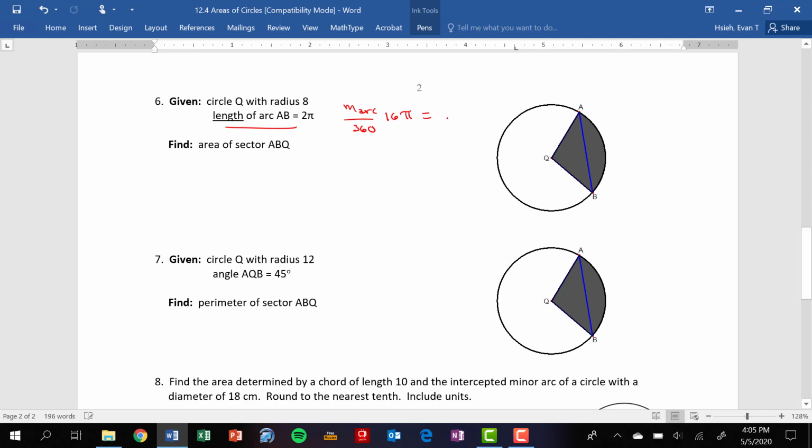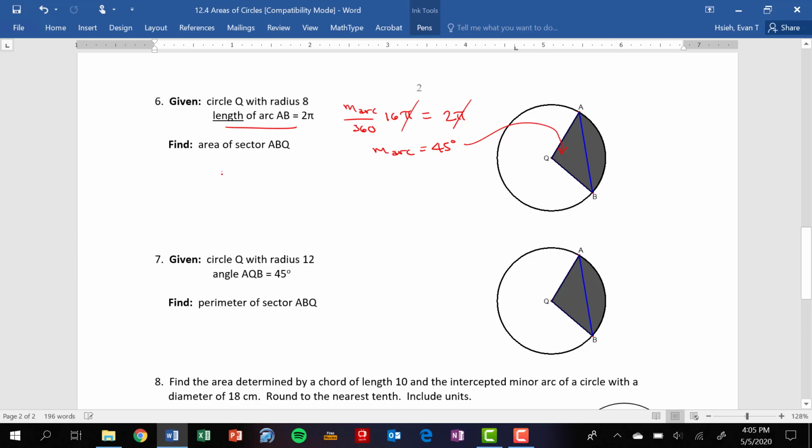And that, of course, is going to be equal to the length of the arc, which is 2 pi. So let's solve for the measure of the arc. The pi's drop out. And when I solve for this measure of the arc, I'm going to end up with 45 degrees as my answer.